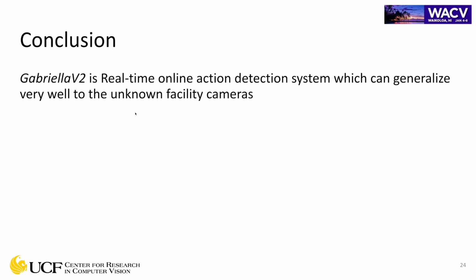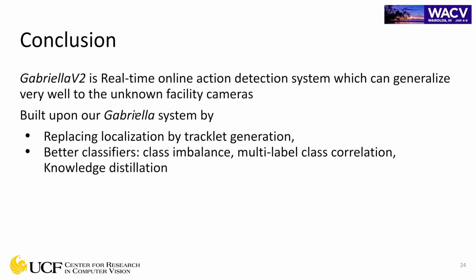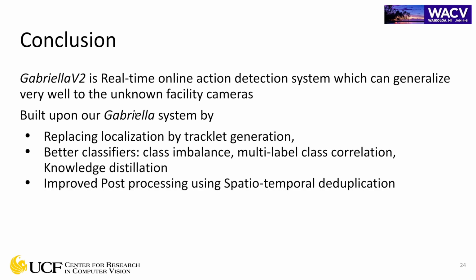In conclusion, the GabriellaV2 system achieves real-time performance and generalizes very well to unknown facilities. We built upon our original Gabriella system by replacing the action tubelet localization with actor tracklet generation. We also used better classifiers by accounting for class imbalance, multi-label class correlation, and by using knowledge distillation. We also improved post-processing using NMS-based spatiotemporal deduplication.